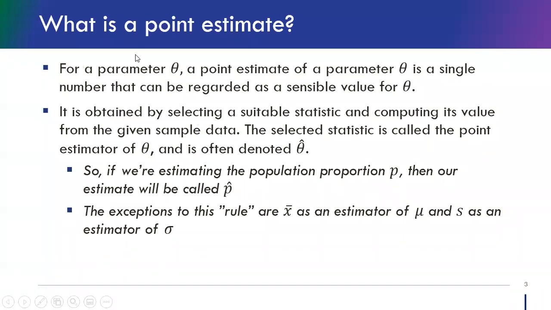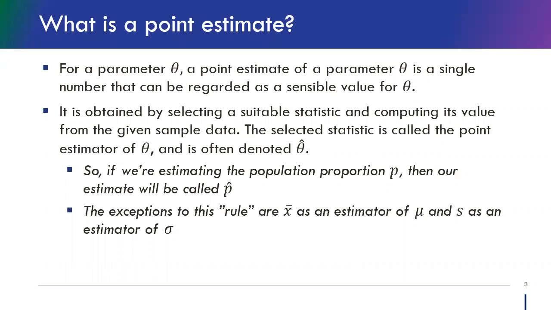I actually gave you examples already about this point estimate, but let's do it again with the general notation theta. For a parameter theta, a point estimate for this theta is a single number that will be treated as a sensible value for theta. So when we do an estimate, we think this estimate should be close to the true value of the parameter.